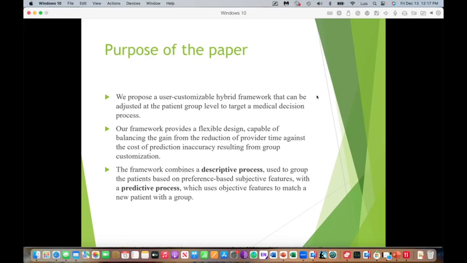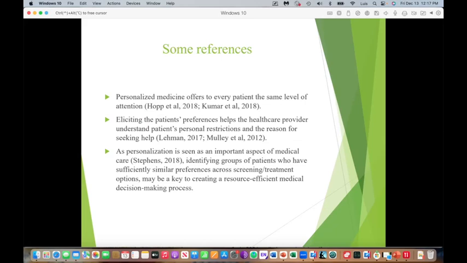Okay. So here are some references. I'm not going to list them. These people talk about personalized patient care. It's between the patient and the doctor. They have to make a decision: is it an individualized treatment, or is it a group treatment? You belong to a certain group, given some demographics.